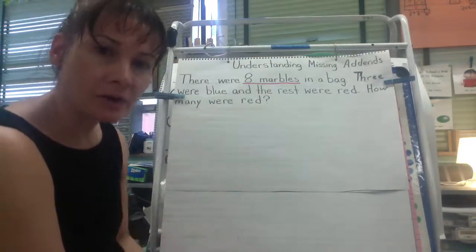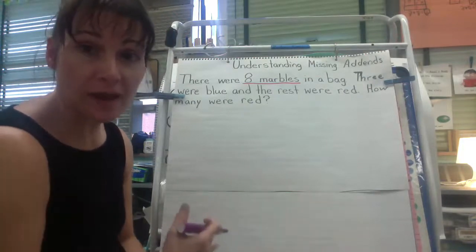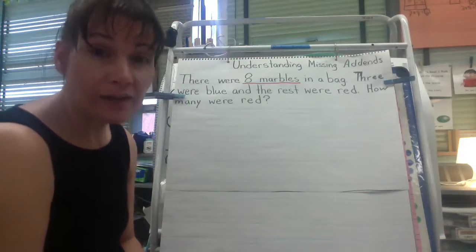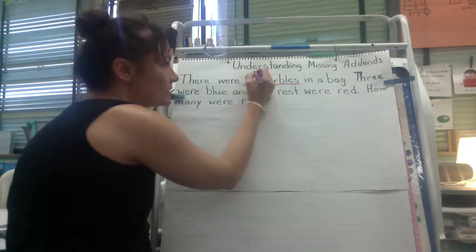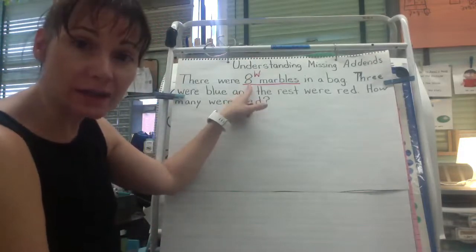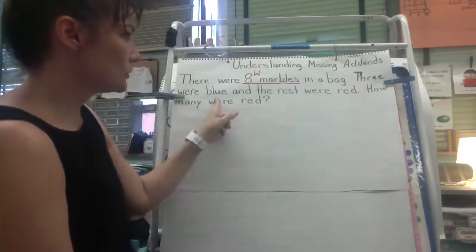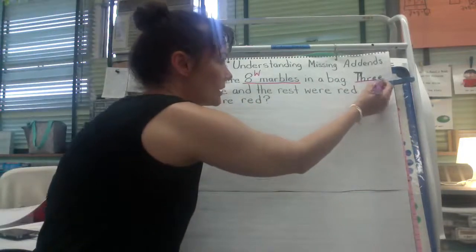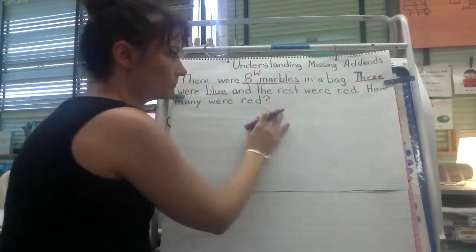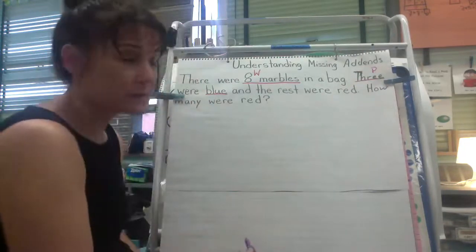So I know that there were 8 marbles. Am I adding more marbles or do I just have 8 in the bag? You're right, I only have 8. So I know that that 8 is my whole number. I know that I will not have more than 8. I also know that 3 were blue. So I know 3 were blue, but the rest were red. Well, I know 3 is one of my parts.